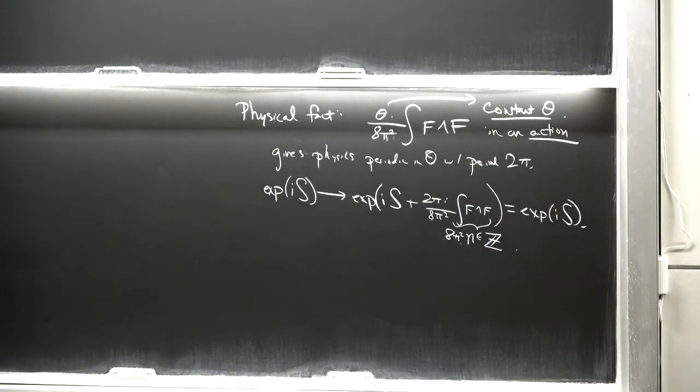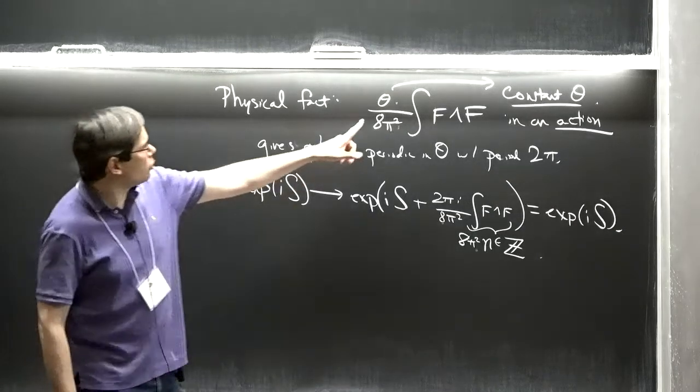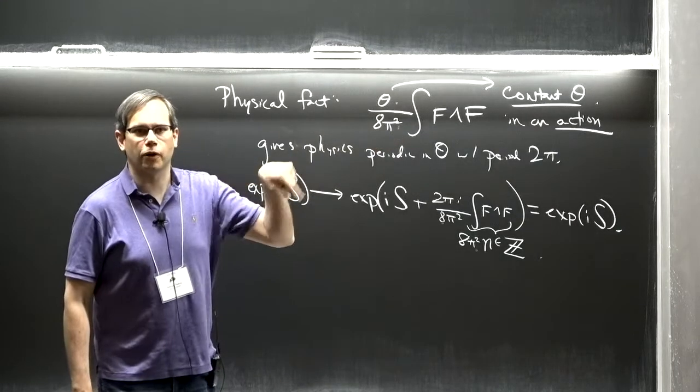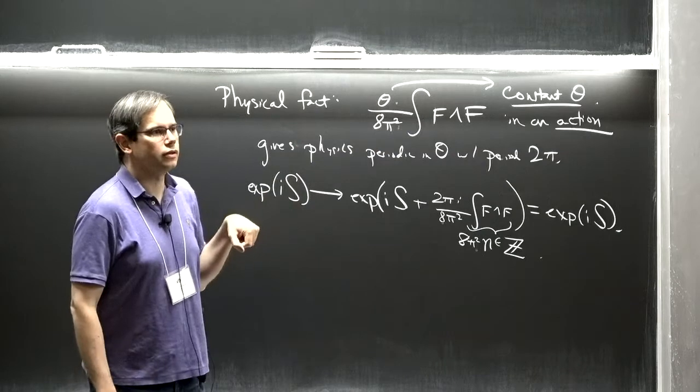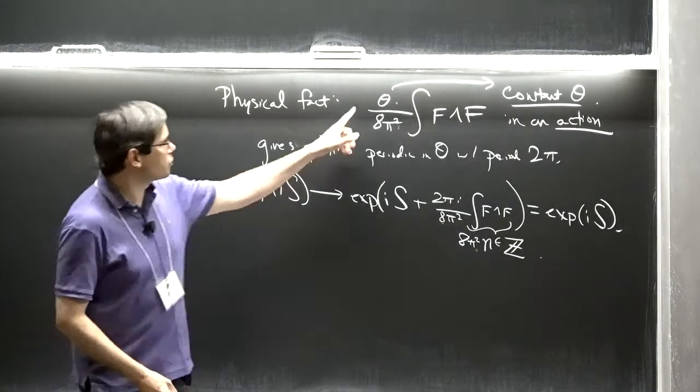Okay. So these theta terms, these f wedge f or f f tilde, if you're using the component notation F mu nu F tilde mu nu, these terms in our theories have this funny property that their coefficient is a periodic variable. So it's different from a gauge coupling, which can take any value. This coupling kind of naturally lives on a circle.